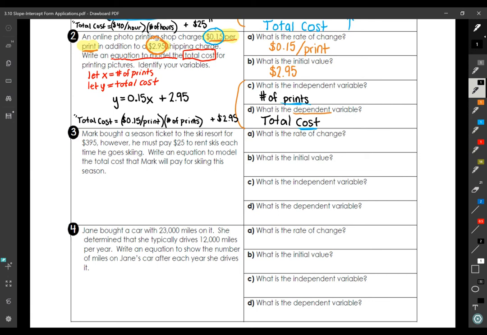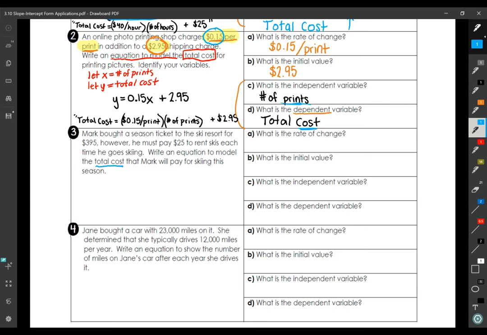Mark bought a season ticket to the ski resort for $395. However, he must pay $25 to rent skis each time he goes skiing. Write an equation to model the total costs that Mark will pay for skiing this season. Okay, so again, we're writing an equation that has to do with total cost. Yes, we're dealing with a lot of total costs. It's not always about cost, but you can see that price and cost comes up a lot.